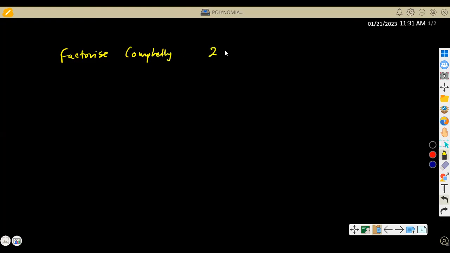Let's just take this one. Let me start with a basic question, then we move on to those other typical questions. x cubed plus x squared minus 4x minus 4. This is a cubic expression.